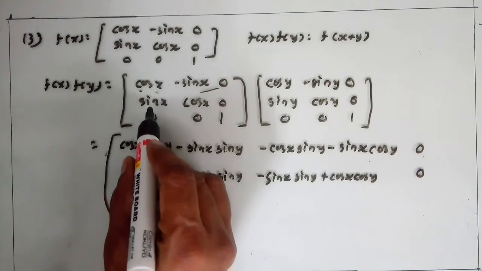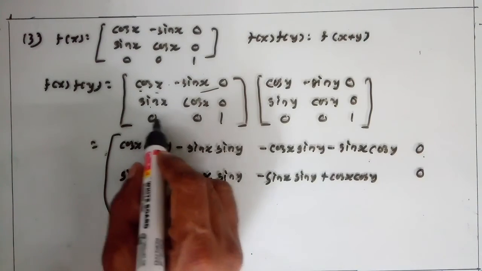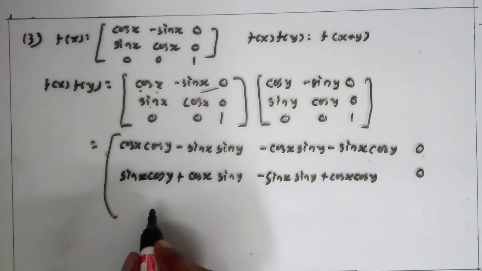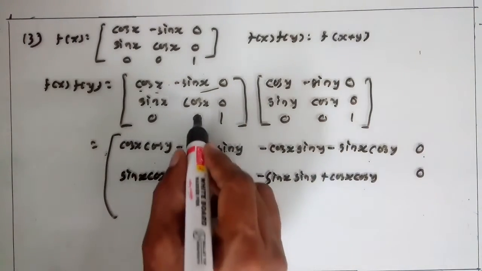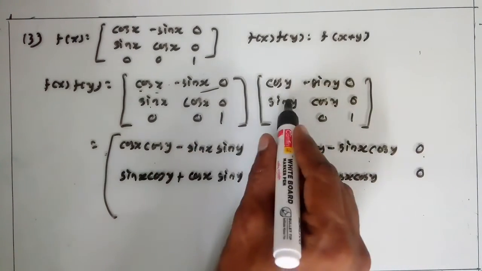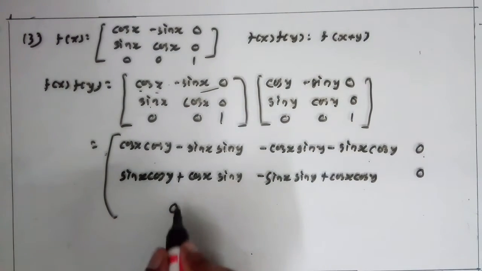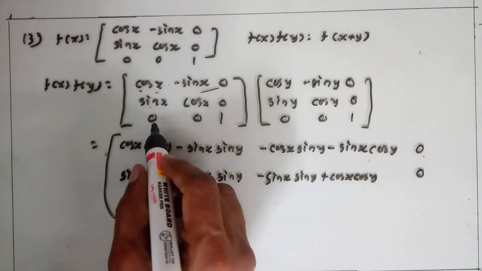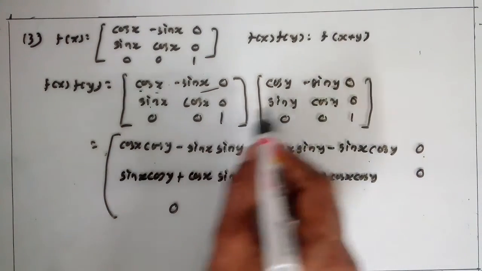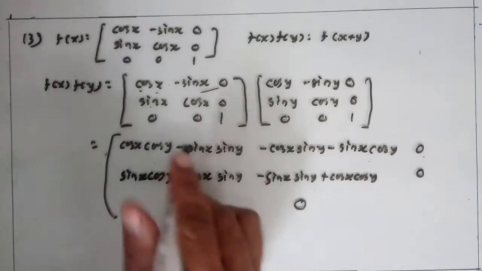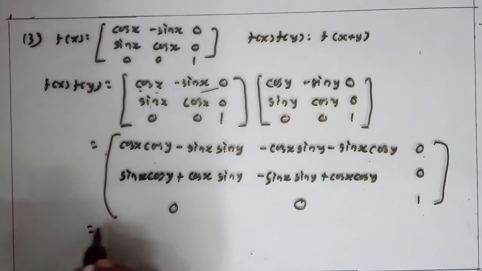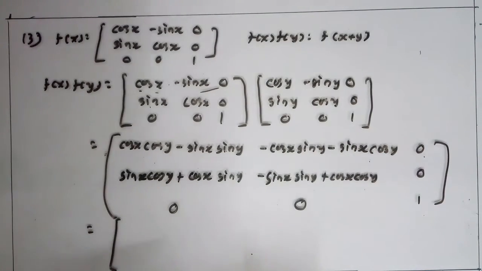Similarly, the last third row into the first column: 0 into cos x is 0, 0 into sin y is 0, and 1 into 0 will become 0. Similarly, multiplication of corresponding entries of the third row and the second column becomes 0. Here also the last becomes 1. Clear? So it is equal to, now simplify this.